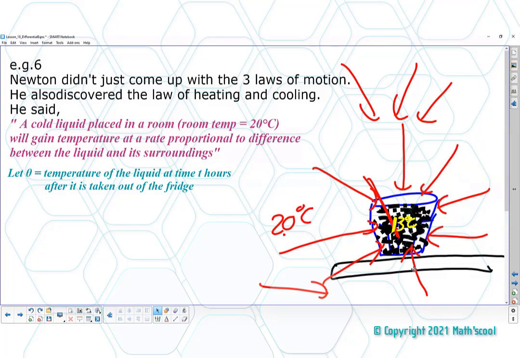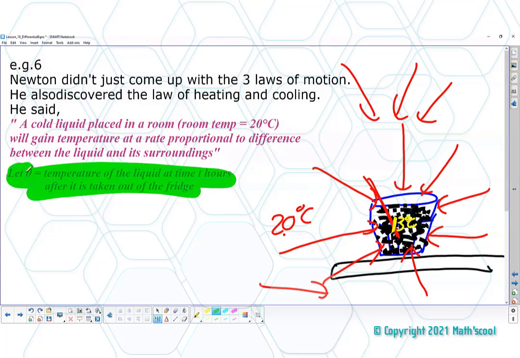Okay, let's form a differential equation. They've told us to use theta for the temperature of the liquid and T for the time in hours. So they've already defined the variables for us. I think they're trying to stop us from accidentally using T for both the temperature of the liquid and the time, because even if you use a capital T for the temperature of the liquid, it can easily get confusing and mixed up. So these are the variables that we're going to use. Can you please form the differential equation for me?